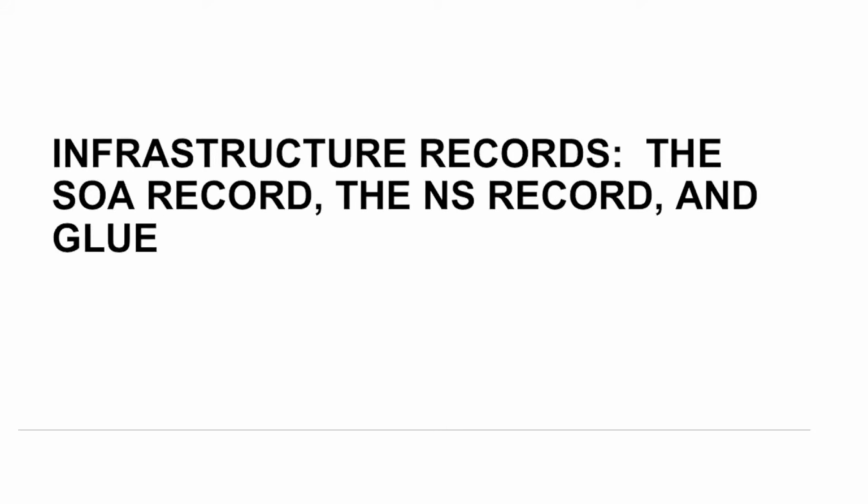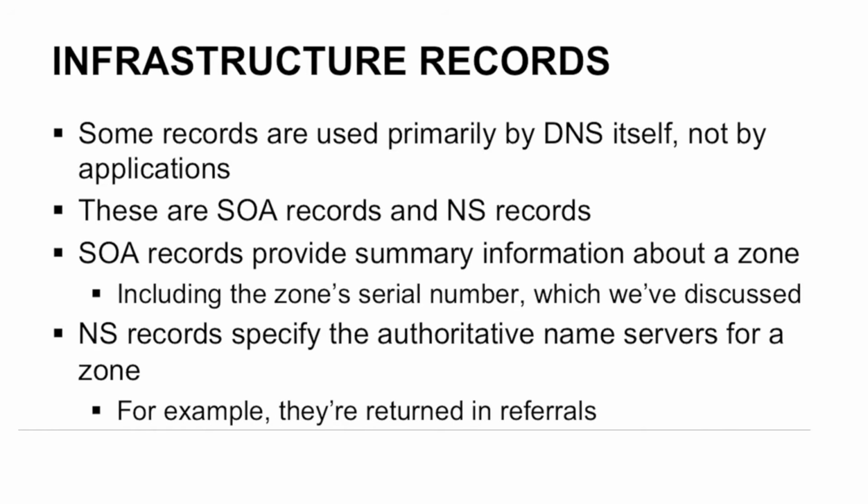In this lesson, we're going to talk about infrastructure records: the SOA record, the NS record, and glue. Some records are used primarily by DNS itself, not by hosts or applications running on those hosts. These are SOA and NS records. SOA stands for Start of Authority. There's only one SOA record for a zone, and it's attached to the domain name of the zone. The SOA record contains important zone parameters, including the zone's serial number, which we talked about way back when we discussed primary and secondary name servers.